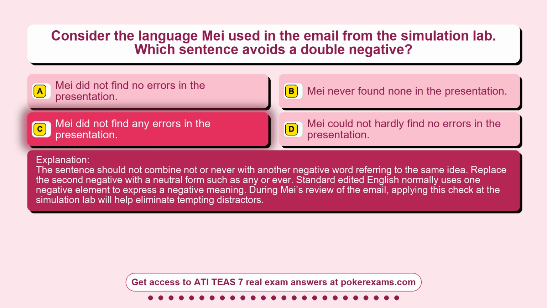The sentence should not combine not or never with another negative word referring to the same idea. Replace the second negative with a neutral form such as any or ever. Standard edited English normally uses one negative element to express a negative meaning. During May's review of the email, applying this check at the simulation lab will help eliminate tempting distractors.